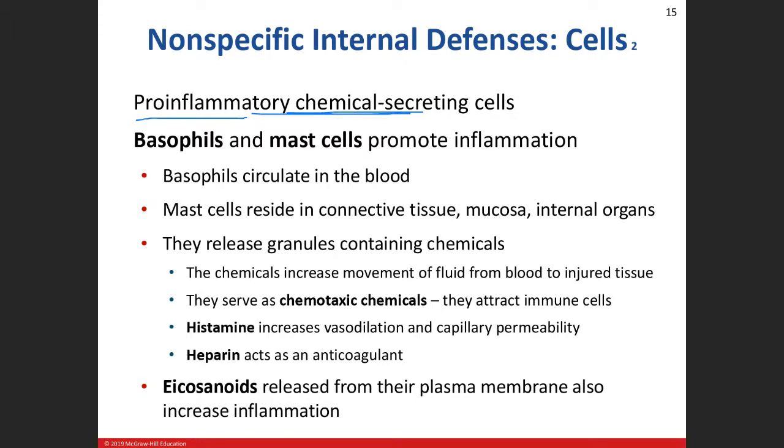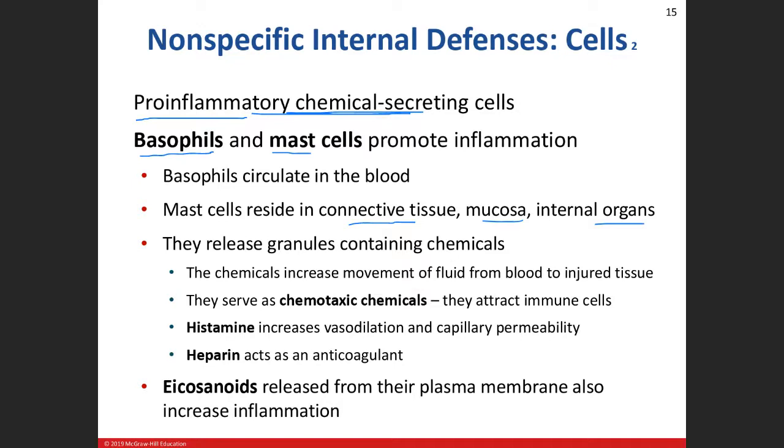So let's talk about these two cell types. We've seen them before, the mast cells and the basophils. Let's pretend that they're the same cell, except for where they live. The basophils are in the bloodstream. The mast cells are in tissue, connective tissue mainly, but we'll see them in mucosa and also the tissues of organs. Keep it that simple. Basophils, blood, easy to remember, B and B. Mast cells, tissue.